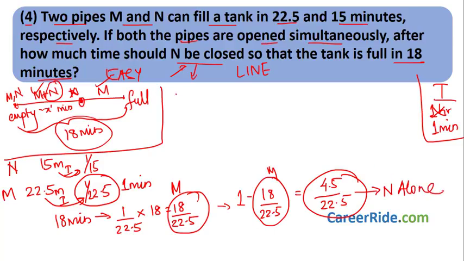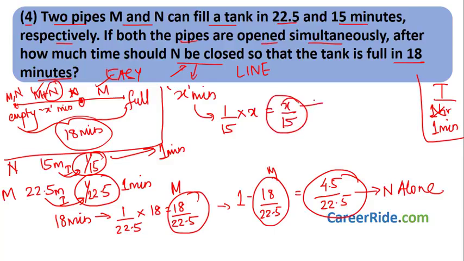Now, for how much time is pipe N on? Pipe N is on for x minutes, we have assumed, right? So in 1 minute, pipe N does 1 upon 15 amount of work. So in x minutes, how much work would be done? 1 minute work multiplied by total number of minutes, that is x upon 15 amount of work is done by pipe N in x minutes. That is nothing but this work, 4.5 upon 22.5.